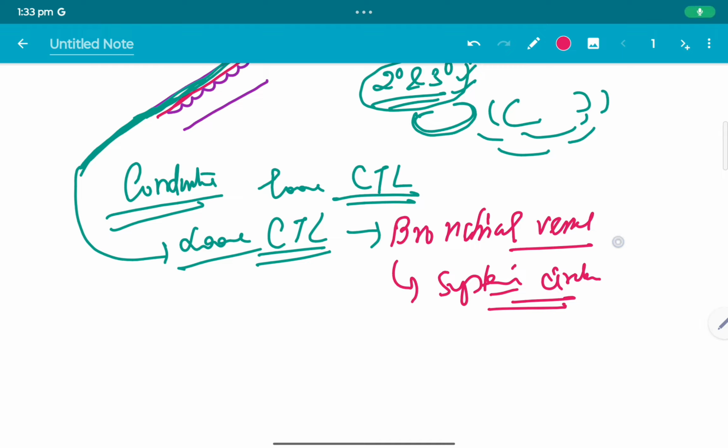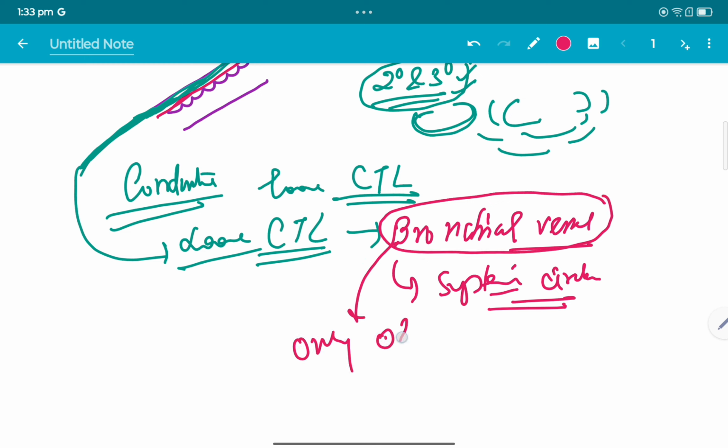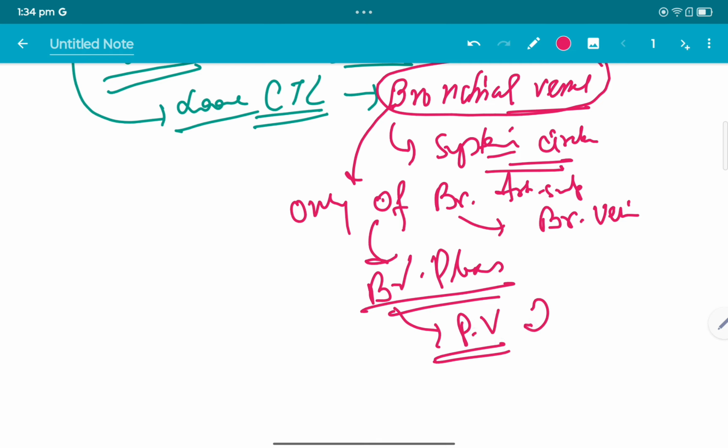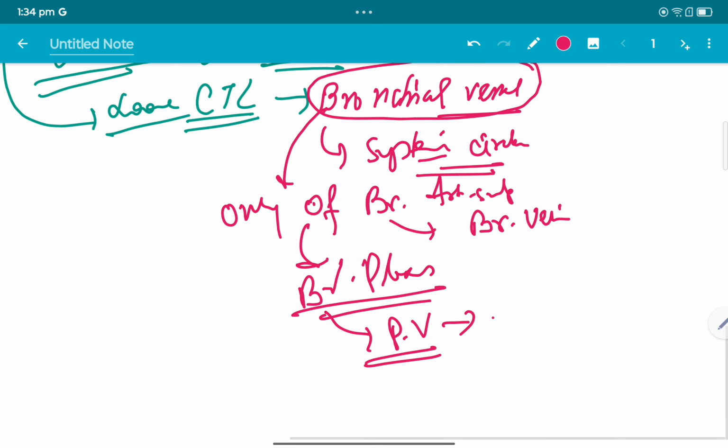The bronchial wall is supplied by the bronchial arteries, but only 25% of the bronchial arterial supply is drained through the bronchial vein. The rest of it goes through the bronchial venous plexus and drains into the pulmonary vein. And this contributes a small amount to right to left shunt.